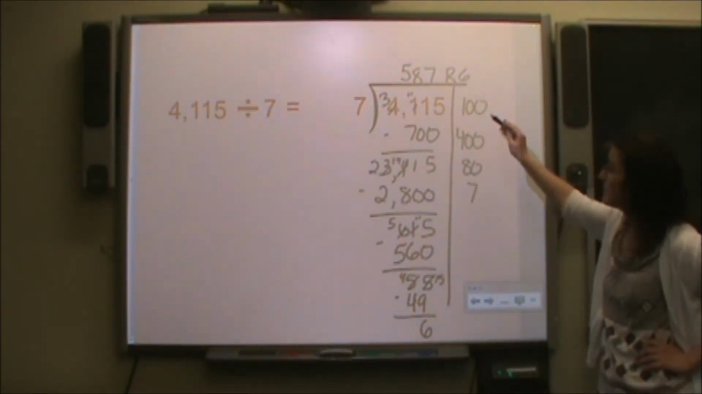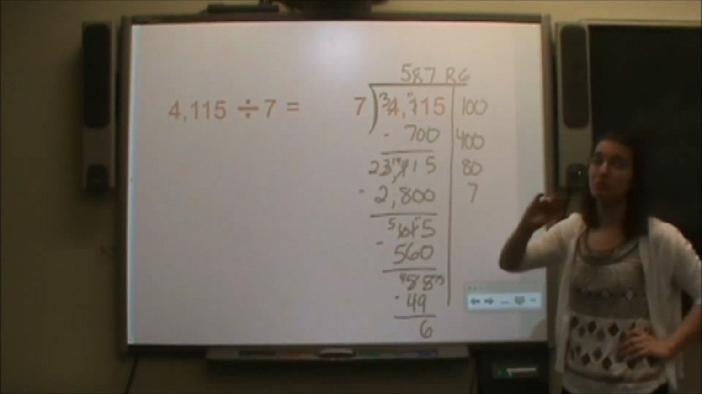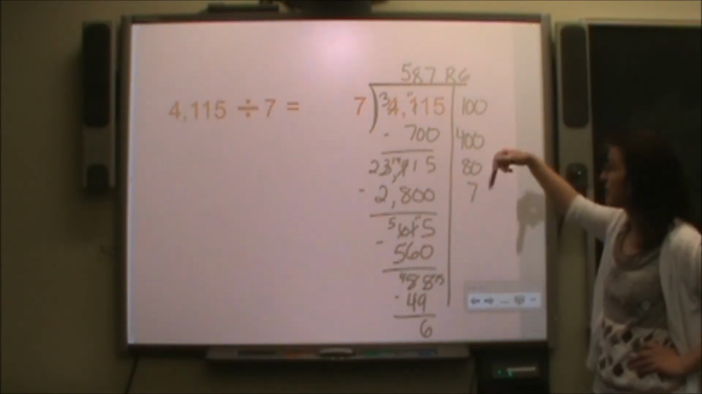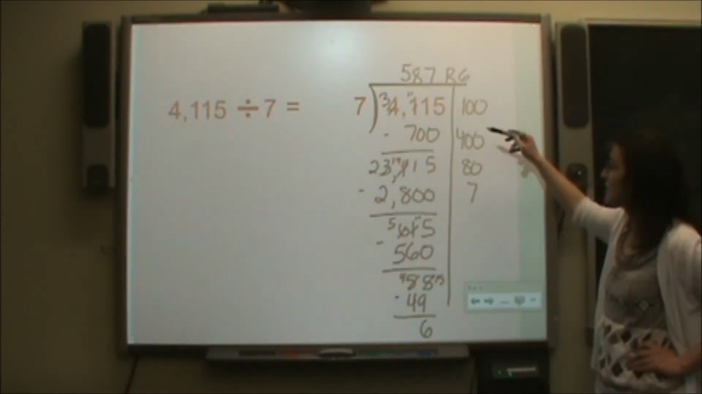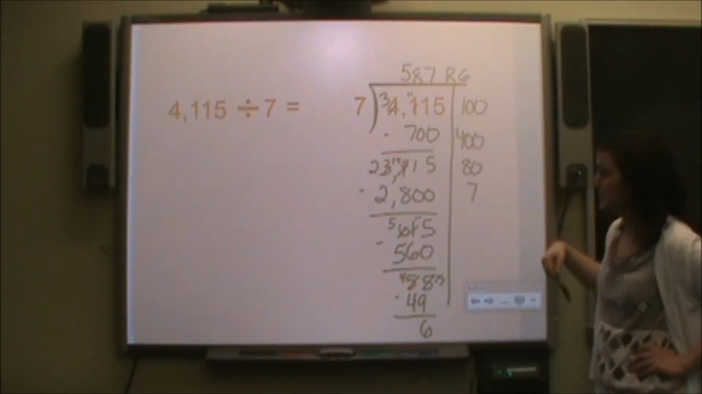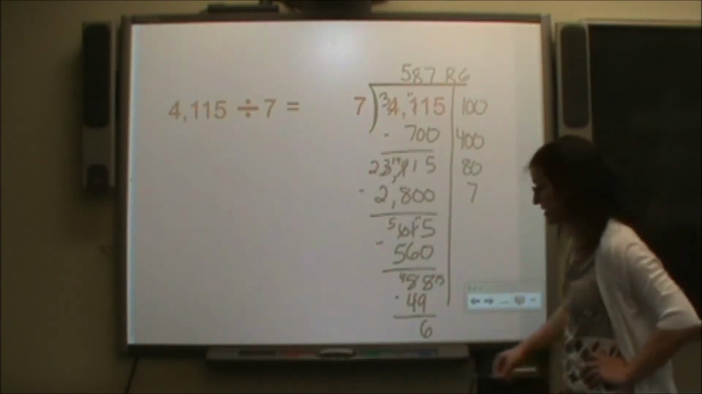And if you started with hundreds, that's great, because that was a big number, and it would have taken a really long time if you kept subtracting by tens. So I subtracted first by a group of 100, and then 400 groups of 7, and then 80 groups of 7, and then 7 groups of 7. And that got me my answer, 587, remainder 6.